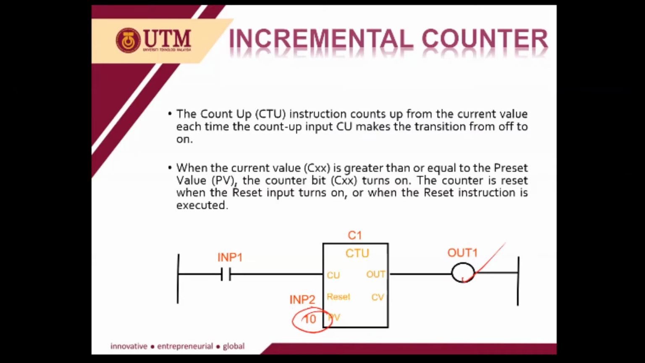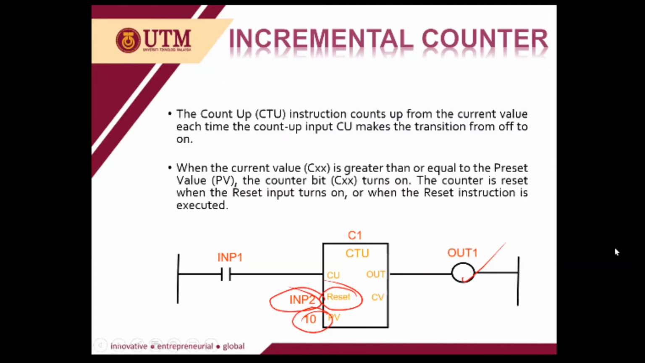That's why for the counter, you need to reset the counter with another signal here. For example, input number 2. So you need to reset the counter so that it will go back to 0. If you didn't reset the counter and you keep on giving the input, the output will keep on at the high position.